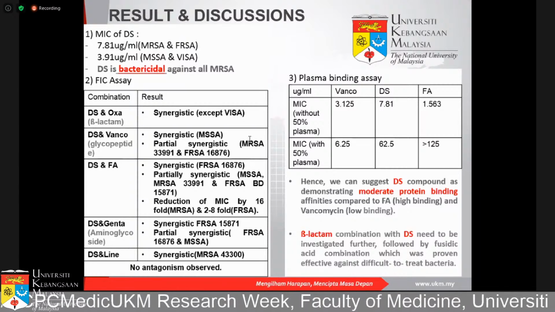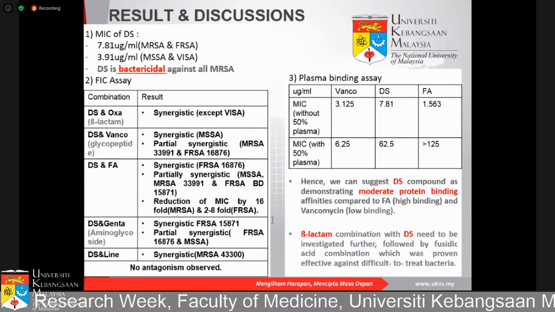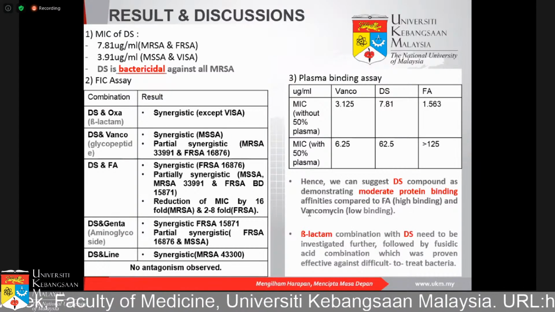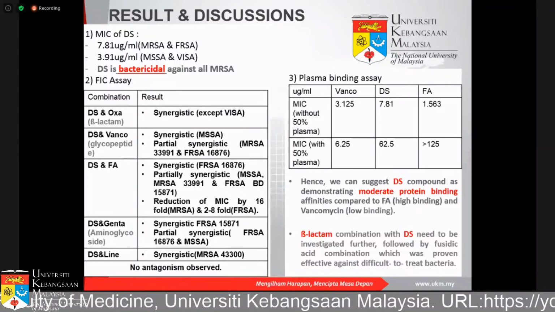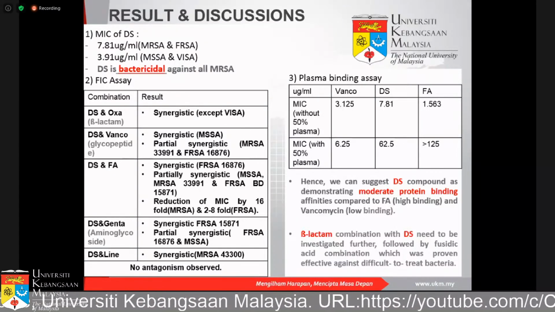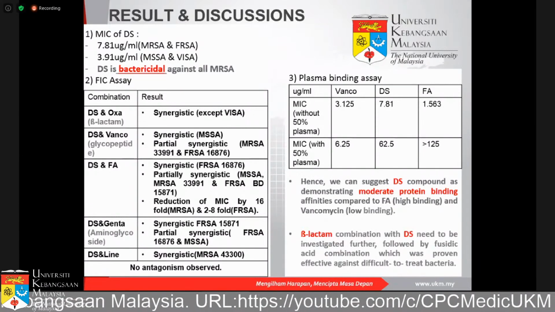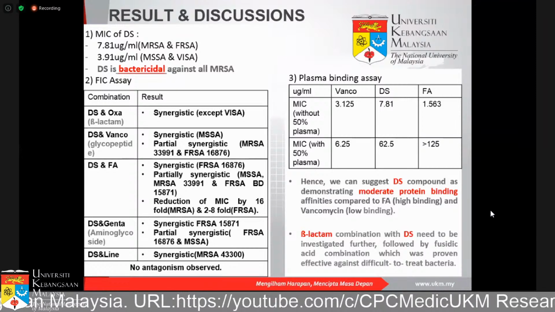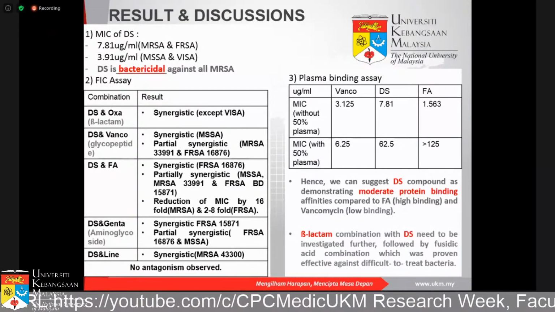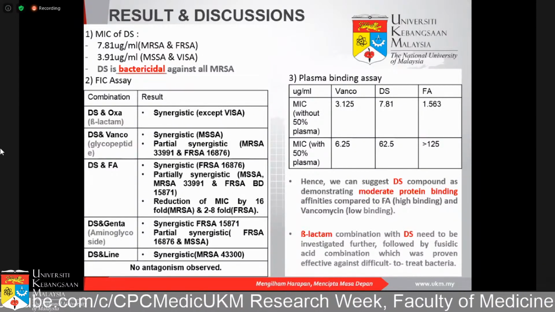When you combine the DS and Vanco, you got partial synergy on MRSA? Maybe because of the strain itself. The mutagenicity of the virulence factor of the different strains may be the cause. Maybe if we use different strains of MRSA, we could see a diverse result. But since I have just used two, I could not justify why. But it could be a good result, as it's still partial synergy, not an indifference outcome.